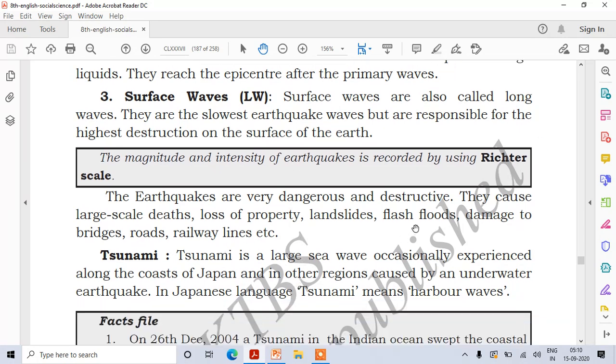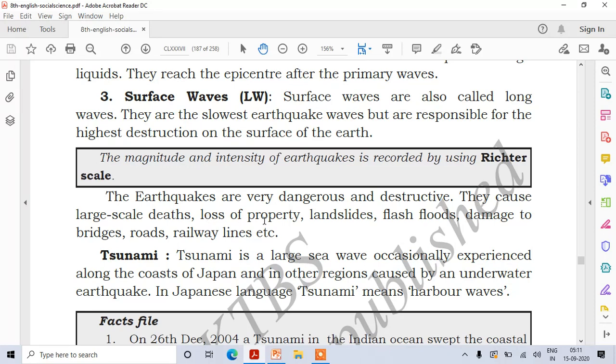At this point you can remember that the Richter scale is used to measure the magnitude and intensity of an earthquake. Earthquakes are very dangerous and destructive. Yes, we all know that it is very dangerous and it causes great destruction to life and property. They cause large scale death. Yes, death can also occur.